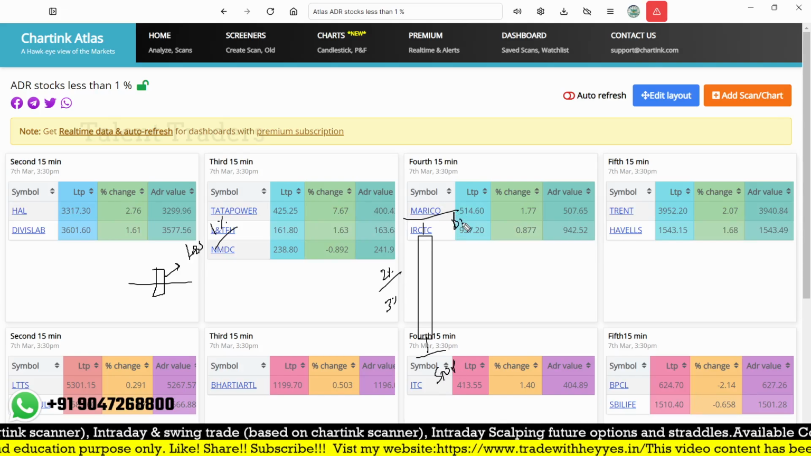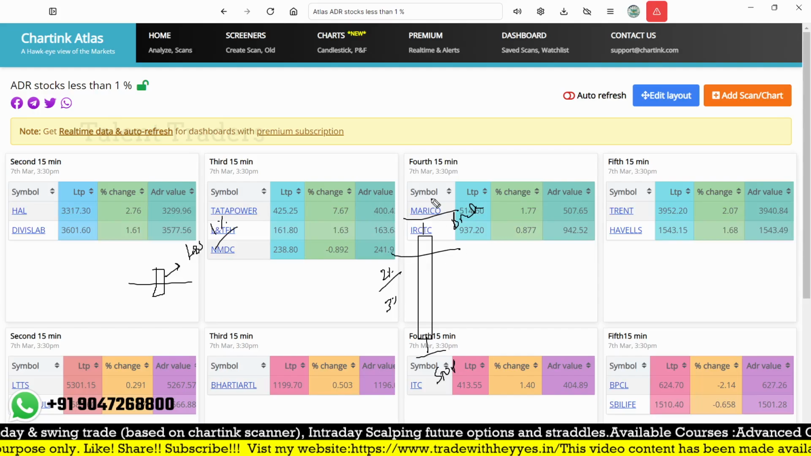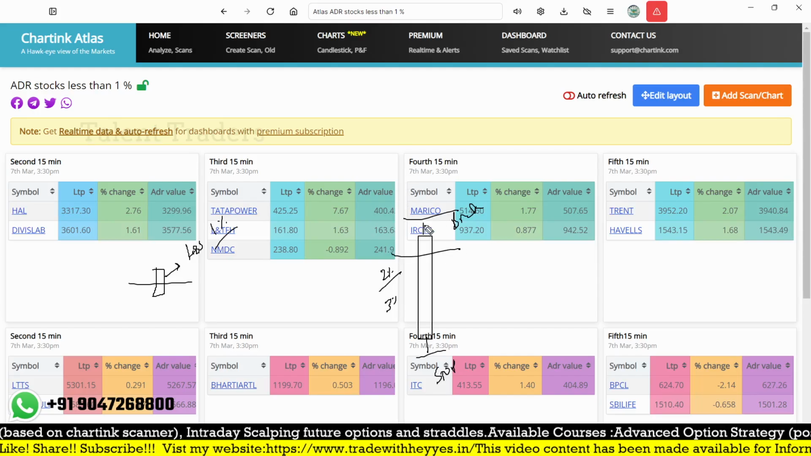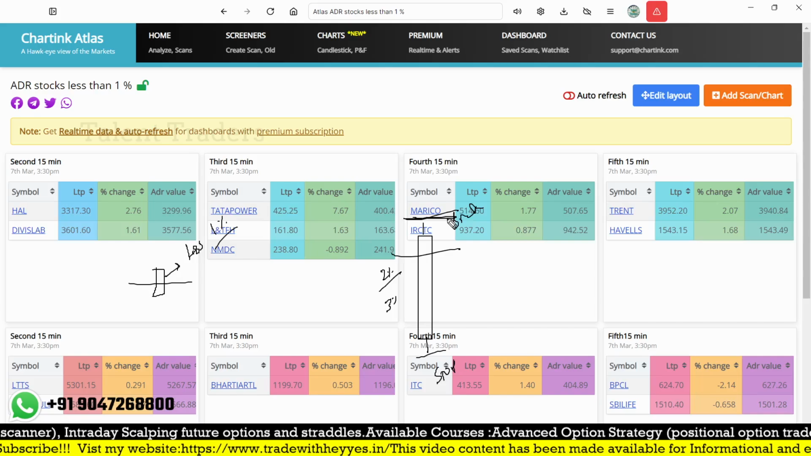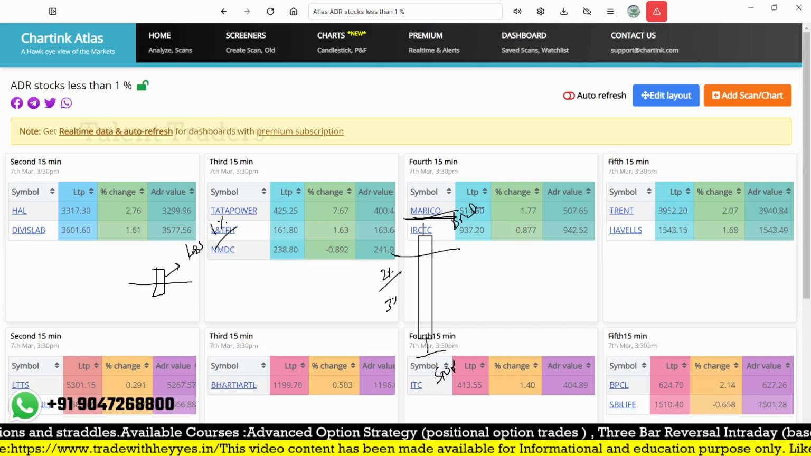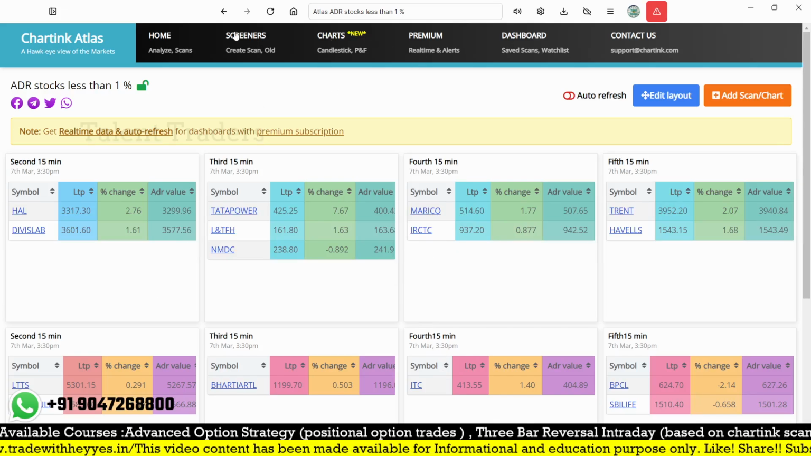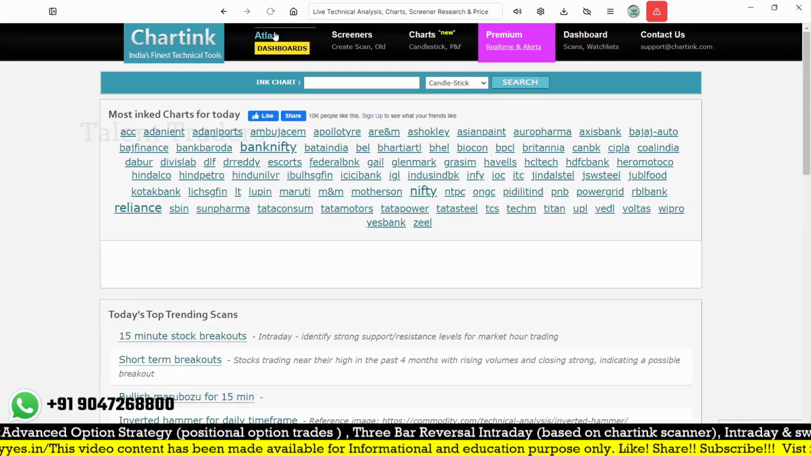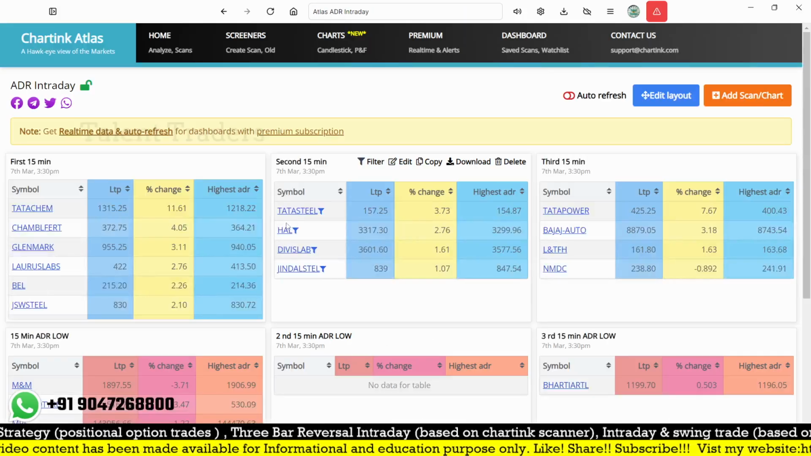Here we are looking for a breakout. After the candle closes near the ADR level and its high breaks further, that's our entry point. If you filter on the first candle, we will get many stocks, with gap ups and gap downs happening. So let me go to the scanner and start.